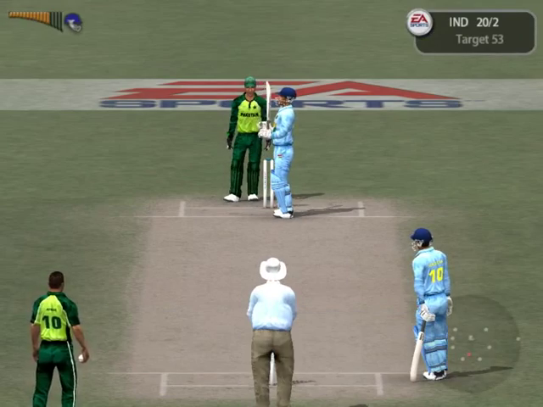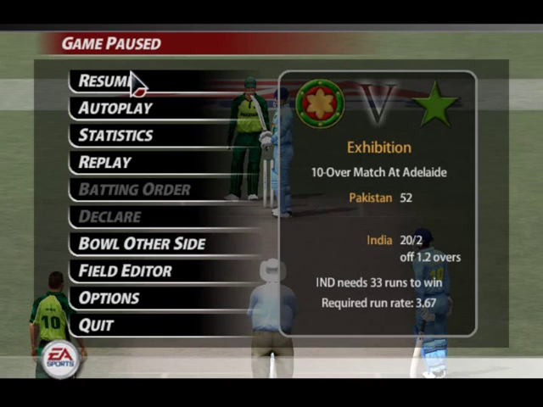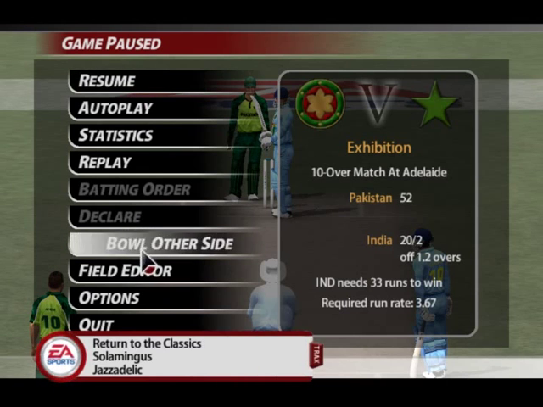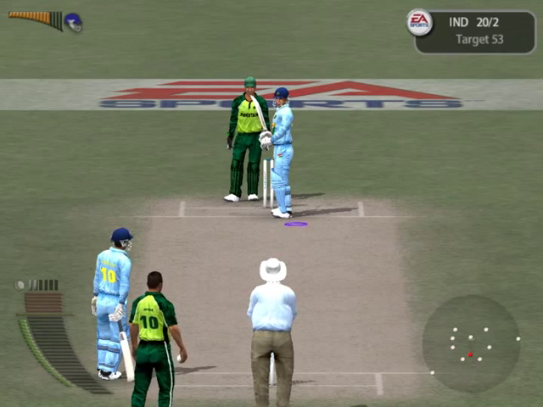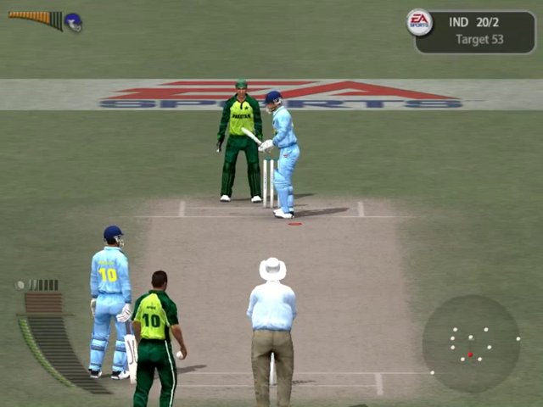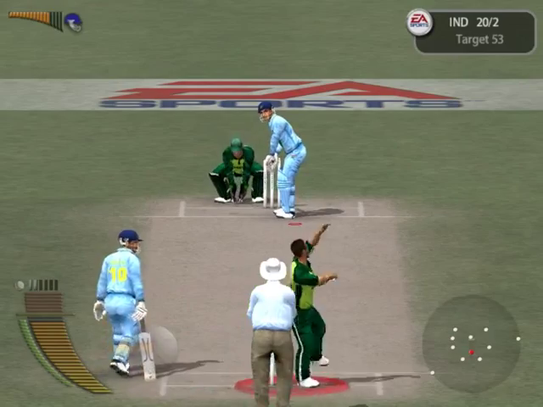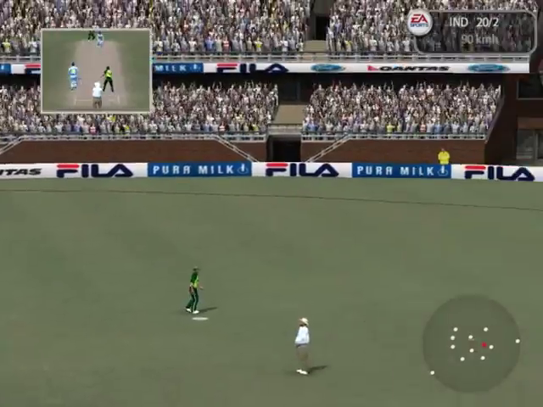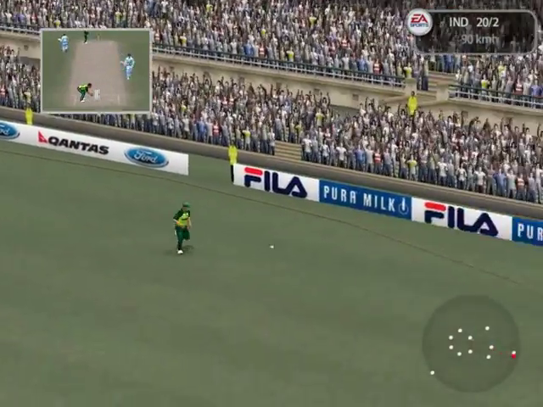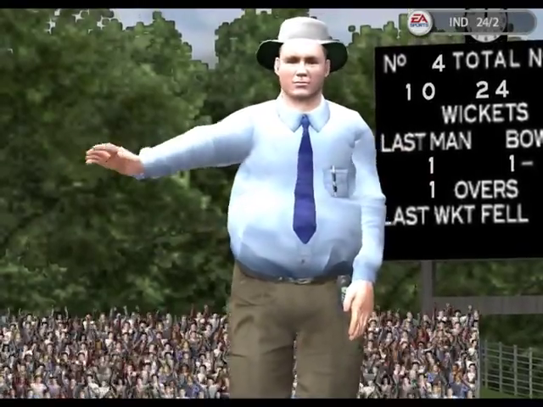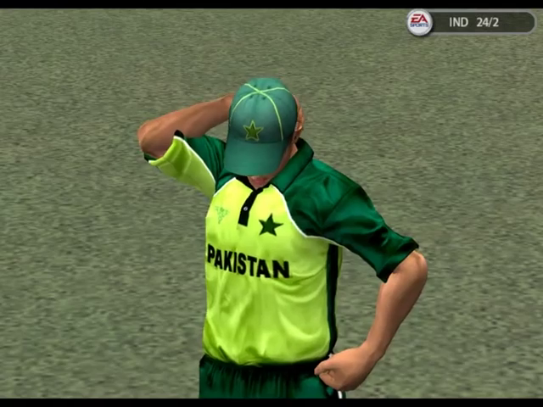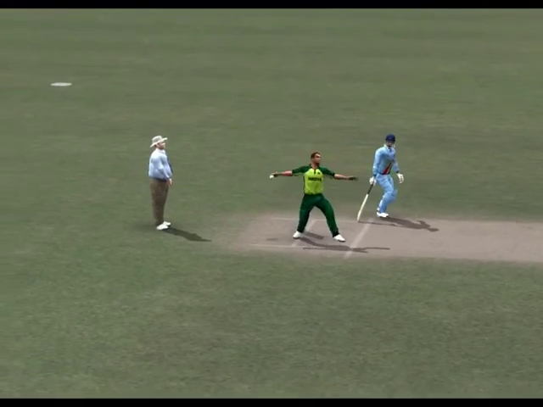Shahid Afridi to bowl his leg spin. Shahid Afridi is coming around the wicket. That's racing away to the square leg boundary. That was a nicely timed shot. You don't need to smash the ball to the boundary every time. We can have a look at that again.